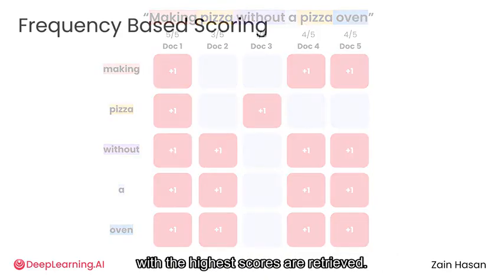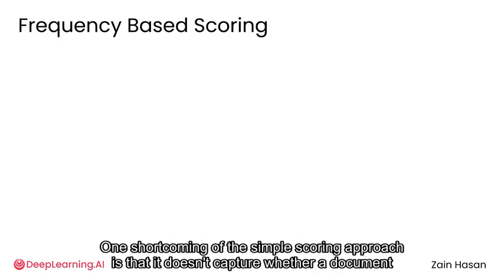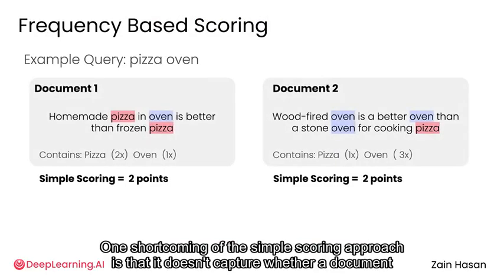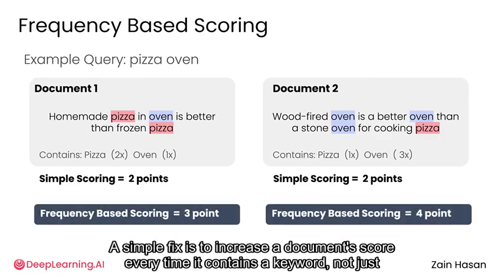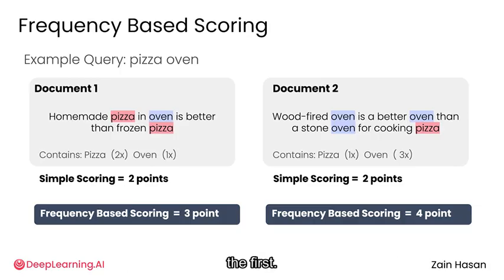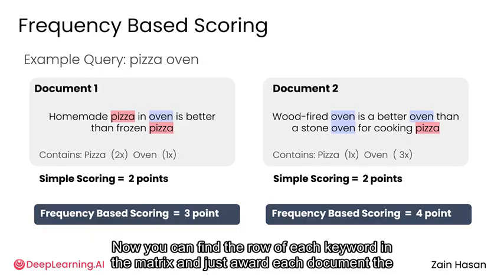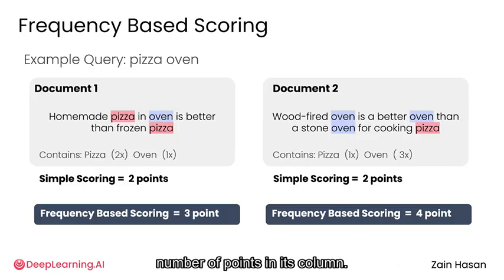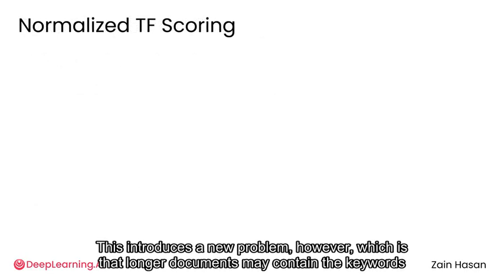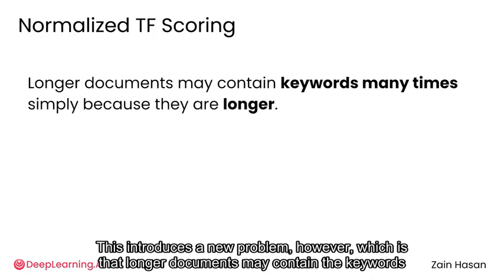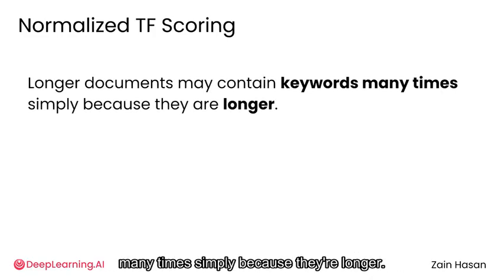One shortcoming of this simple scoring approach is that it doesn't capture whether a document contains keywords multiple times, which likely indicates greater relevance. A simple fix is to increase a document's score every time it contains a keyword, not just the first. Now, you can find the row of each keyword in the matrix and just award each document the number of points in its column. This introduces a new problem, however, which is that longer documents may contain the keywords many times simply because they're longer.